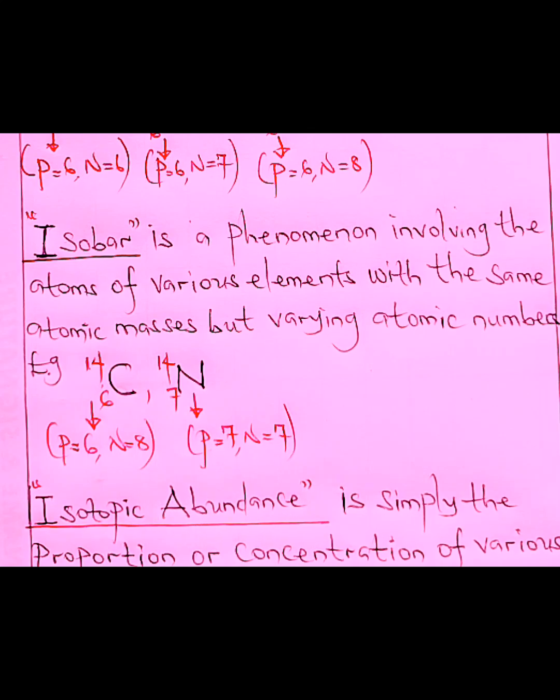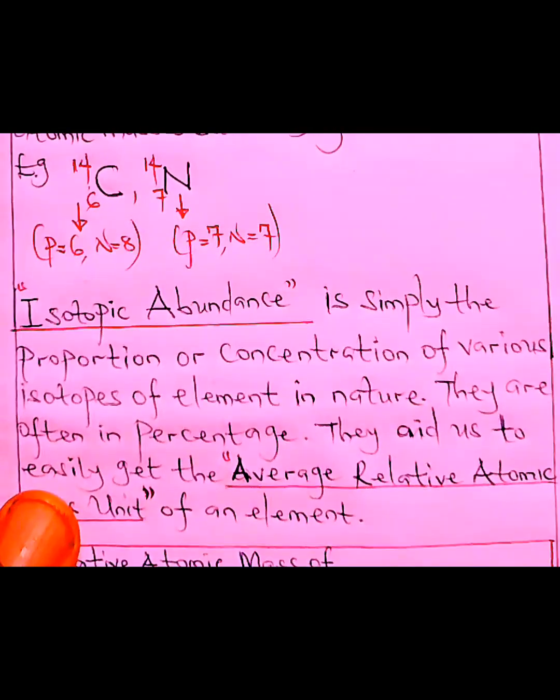It's a kind of phenomenon whereby we have the same atomic mass units for various elements, while we have varying atomic numbers. So that is that for isobars. But today we are not really going to stay focused on isobars. We are going to stay focused on isotopes. So quickly, we're going to be looking at another thing under isotopes.